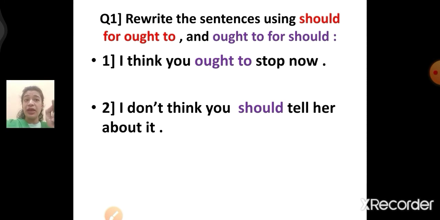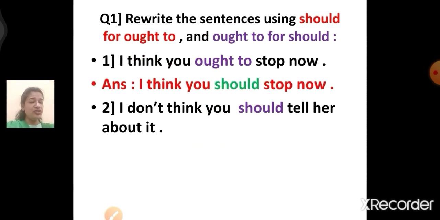Now here in the question there is ought to. Instead of ought to, you are going to change it into should. So see the question. I think you ought to stop now. I think you should stop now. So instead of ought to, we have changed into should. Ought to into should, and should into ought to.